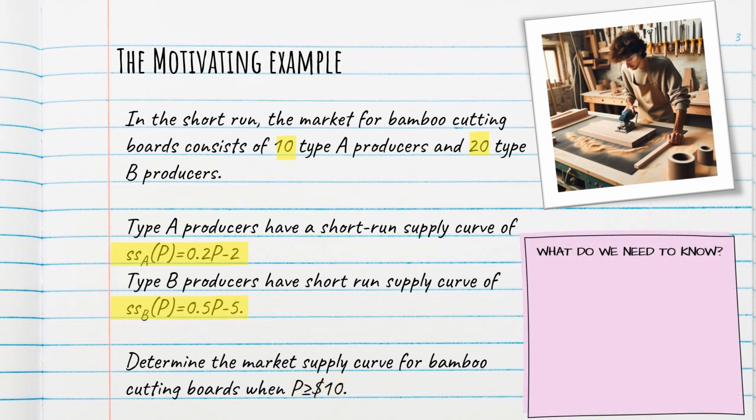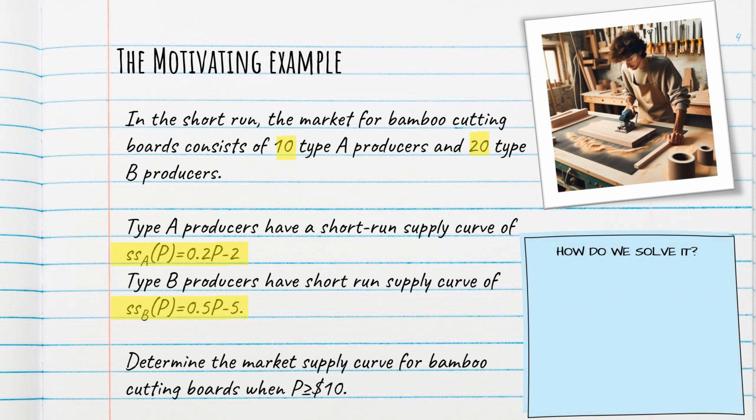What do we need to know to solve this question? We need the supply of each type. Or if this was a harder question, we would need the total cost or marginal cost of each type, which would allow us to derive the supply curve for each type. I decided to keep it simple. I provided the supply curves, but you can imagine a much more difficult question where you're given two different cost curves and you have to use the profit maximization process to derive the supply curves for each type. Once you know the supply of each type, the only other thing you need to know is the number of firms you have of each type.